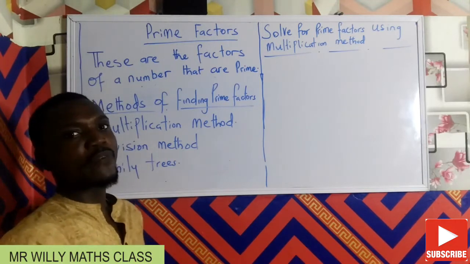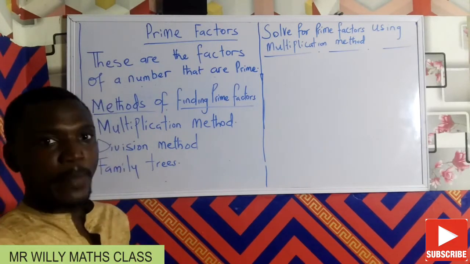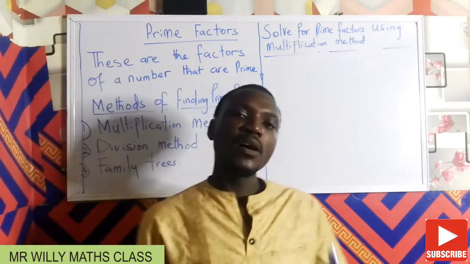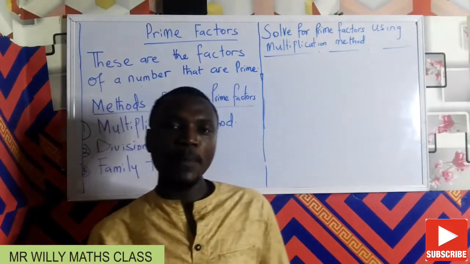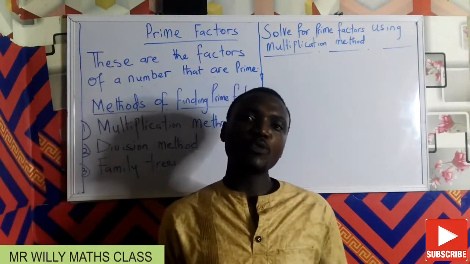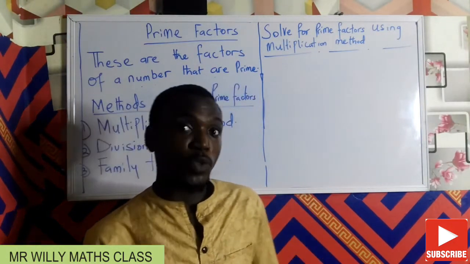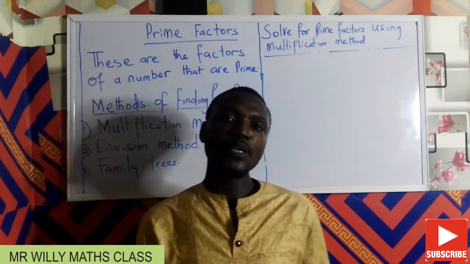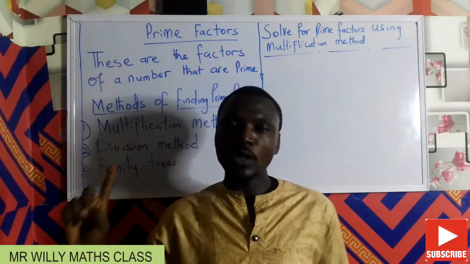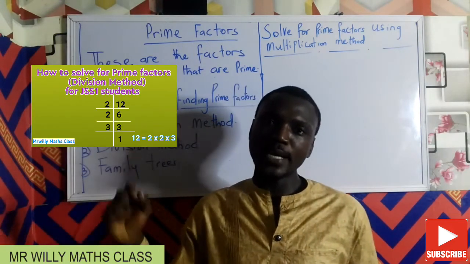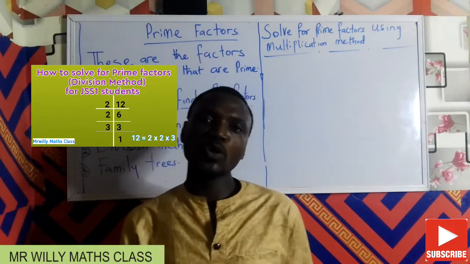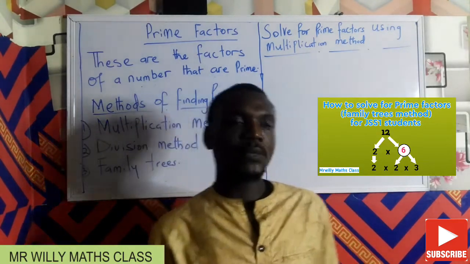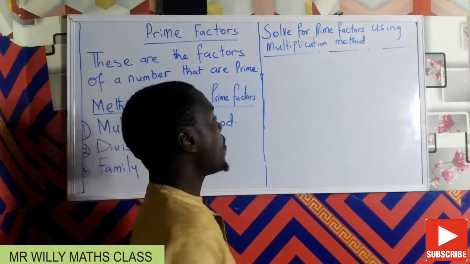And in solving for prime factors of a number, you can make use of 3 methods. You can make use of the multiplication method, the division method, or the family tree method. As for this class, we'll be making use of only the multiplication method. If you are interested in learning the division method, you can watch the video up here. You can find it on my channel. And for the family tree method, you can watch this video. You can also see it on the channel. So let's solve some questions using the multiplication method.